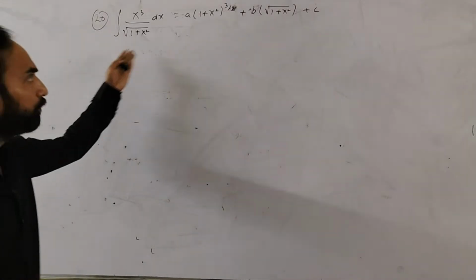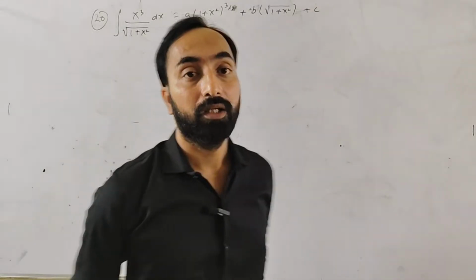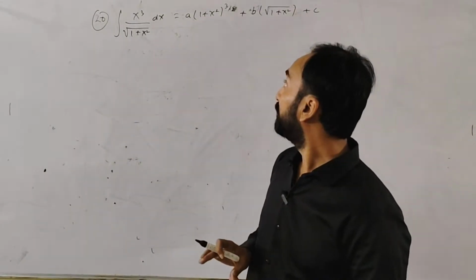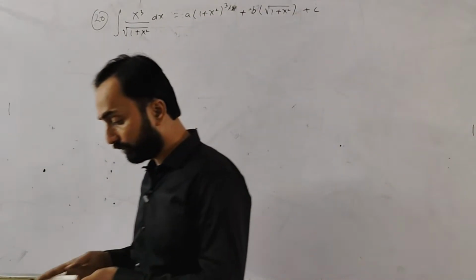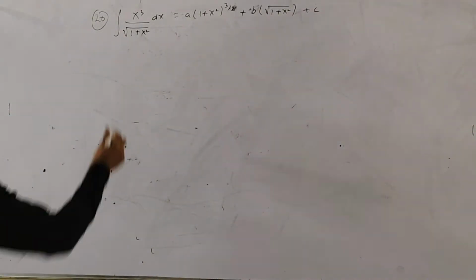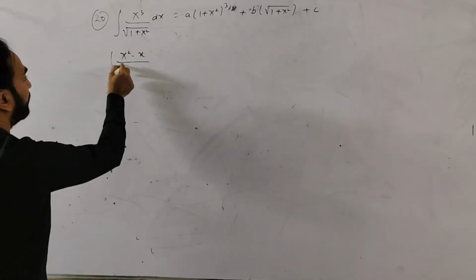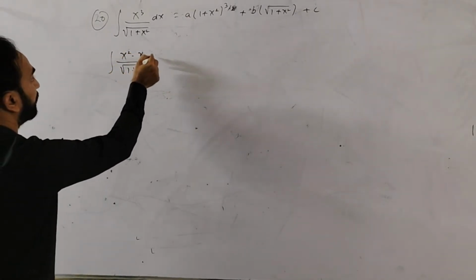We have to find the values of a and b, because the integral is already given. Only the unknowns are here, a and b. Let's see how we can do it. The first step will be what? We can write x cube as x square into x.